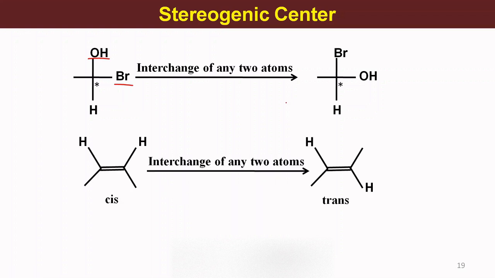Look here at the next molecule. Here we have taken the cis isomer. Interchange of any two groups results in a new isomer, that is the trans isomer. Hence, this is also called a stereogenic center. So, remember that a stereogenic center is not always a tetrahedral carbon. It can be expected in an sp2 hybridized carbon also. So, a stereogenic center is not always expected in a tetrahedral carbon.